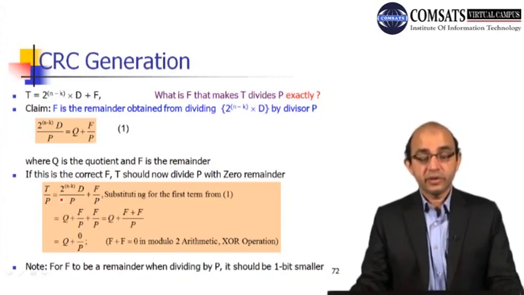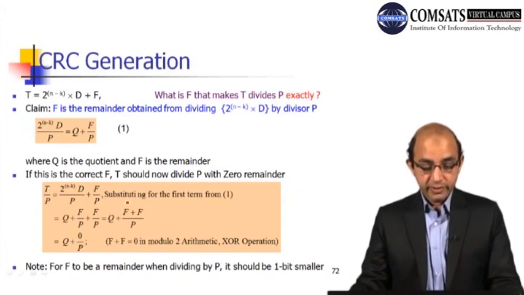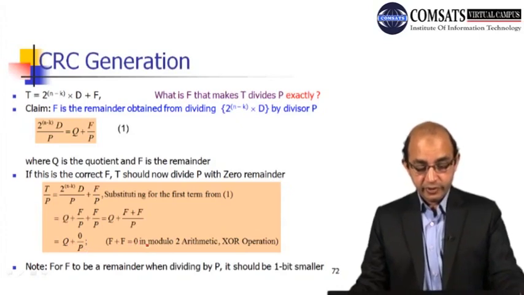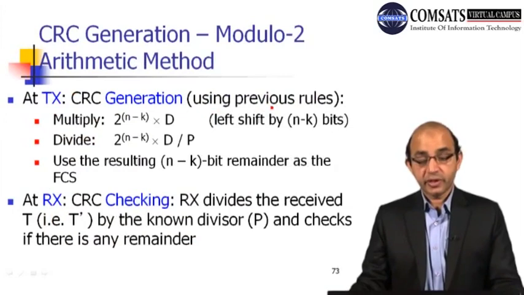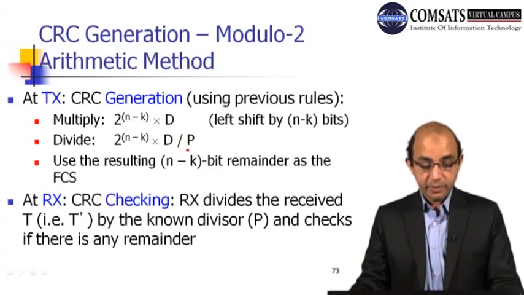So now we are going to introduce certain math, right? So subtracting the first term, you can see Q plus F over P plus F over P, right? So you can see Q plus 0 over P. So F plus F is 0 in modulo 2 arithmetic, that is our operation, right? At the transmitter, CRC generation, so of course we are generating the CRC: multiply 2 raised to the power n minus k into D, that is, left shift by n minus k bits, and divide by P, with the remainder as the frame checksum.